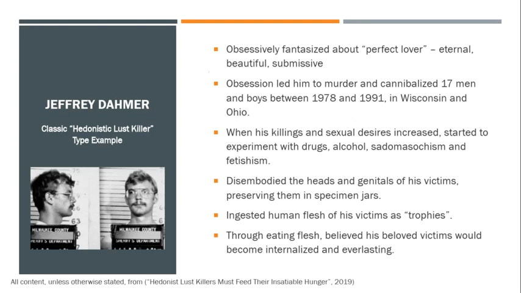An example of this type of killer is Jeffrey Dahmer. He obsessively fantasised about the perfect lover. This obsession led him to murder and cannibalise 17 men and boys between '78 and '91. He dismembered the heads and genitals of his victims and preserved them in specimen jars. He ingested human flesh of his victims as trophies.